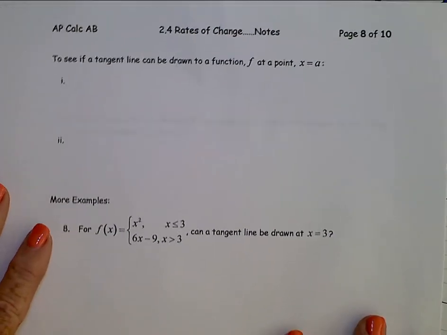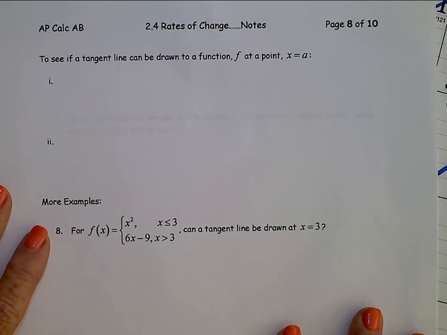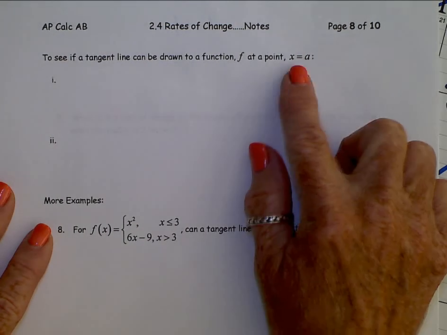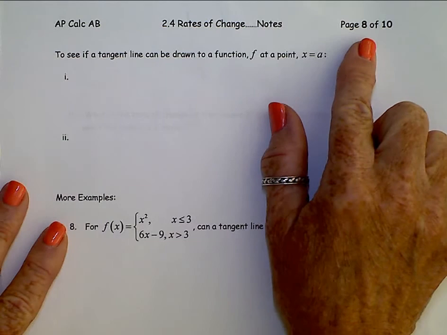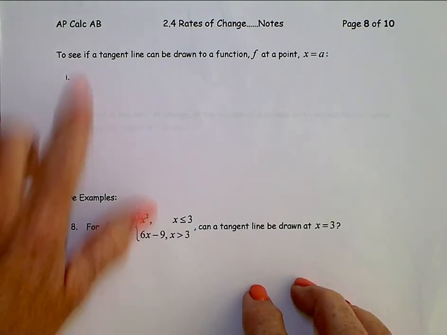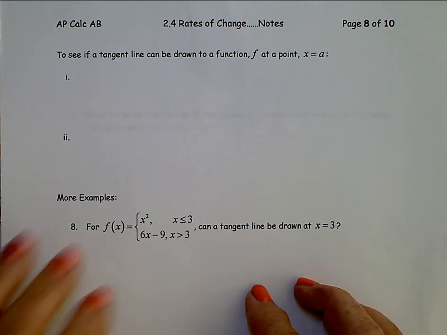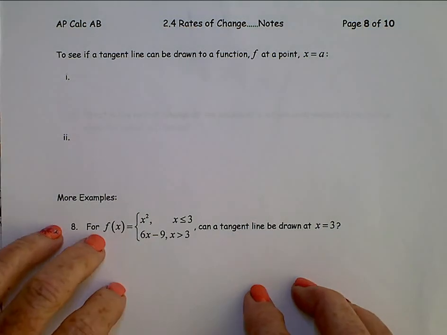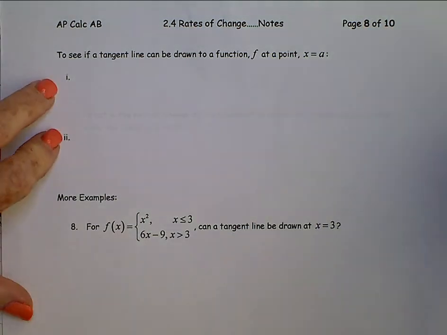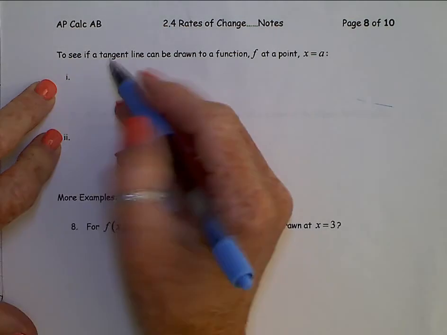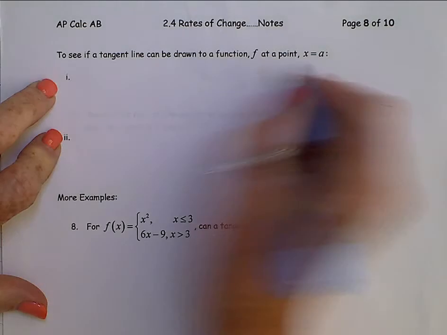Section 2.4, rates of change, page 8. To see if a tangent line can be drawn to a function f at a point x equals a, there are two things that we need to do. The first thing is we need to check for continuity at that point.